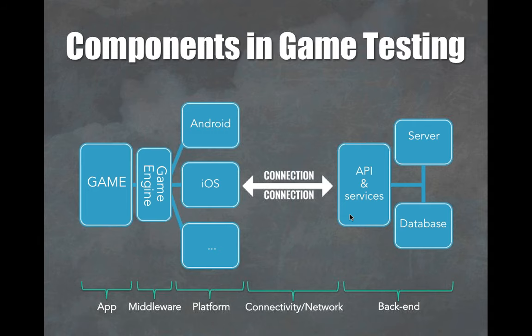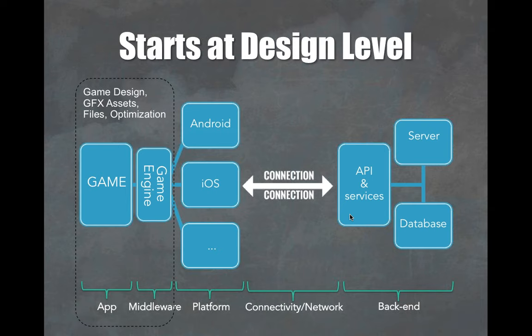Let's talk a bit about components in game testing. Of course, like in any device and software, you have the application, you have middleware, you might have some game engine in there. Then you have different platforms, and that whole entity is connected. Maybe some Google Play service, and/or your own backend implementation, servers and databases. So all the testing should actually start at the design level: how the game is designed, what kind of graphics assets you include, files and optimization. Even this can be done with the Test Cloud and GameBench combination.